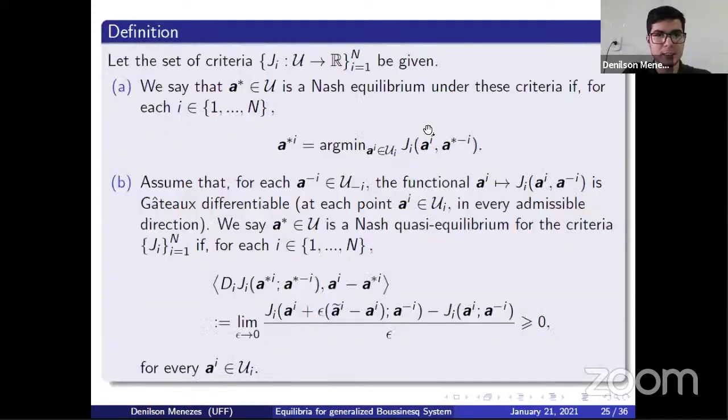So here is the definition of Nash equilibria. If we have the criteria Ji, i from 1 to n, i star is a Nash equilibrium if each component is the argmin of Ji in the component i. And i star is a Nash quasi-equilibrium for these criteria if this expression is greater than or equal to 0, where Ji prime is the derivative of Ji in the entry i, in the direction i.